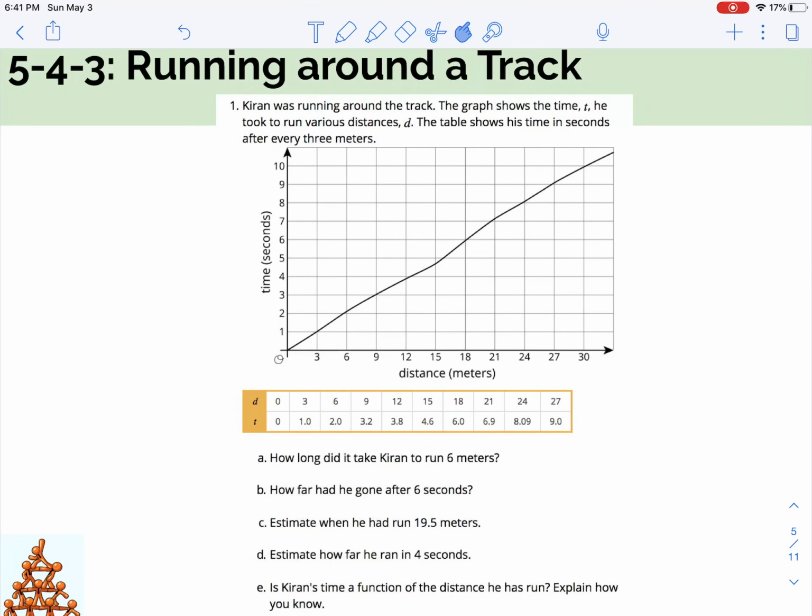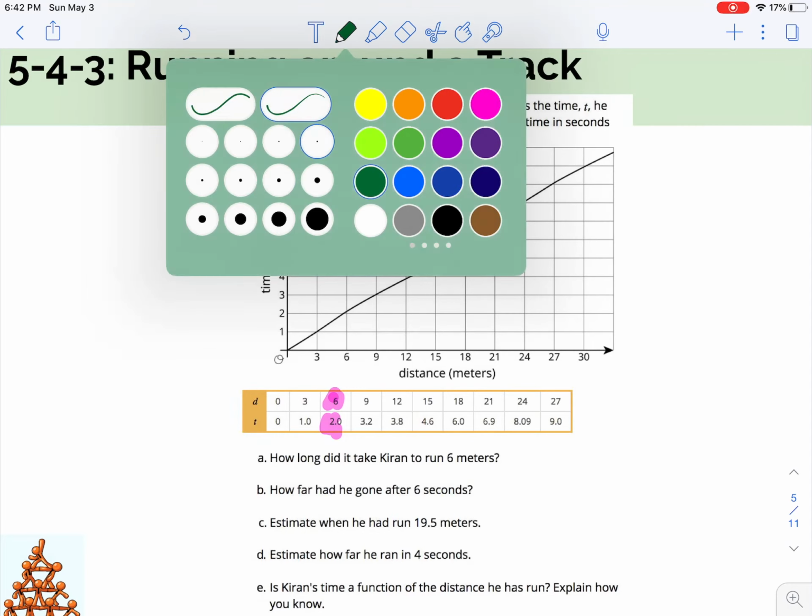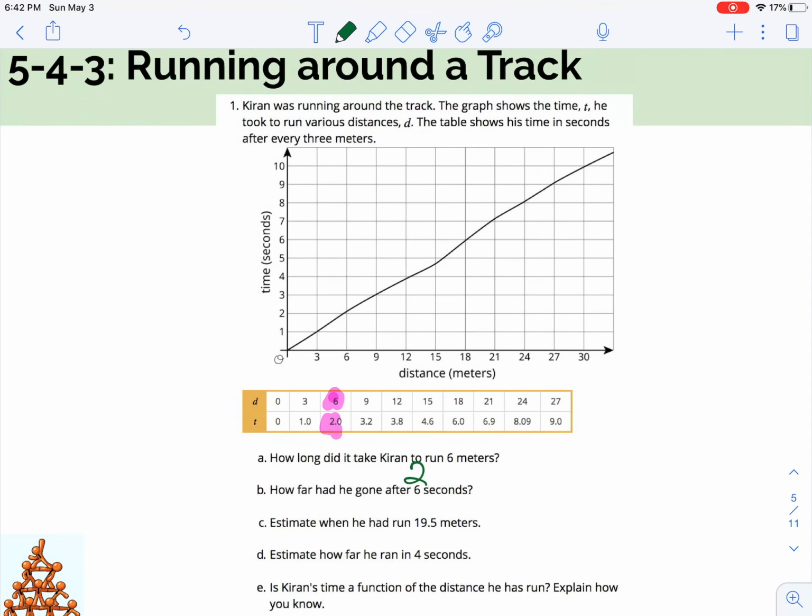Okay, running around a track. We're on activity 3. So Kieran was running around this track. The graph shows the time he took to run various distances. The table shows his time in seconds after every 3 meters. Okay, so how long did it take Kieran to run 6 meters? So if I look at my graph, I go to 6 meters here. It looks like it took him 2 seconds to do that. Does that make sense? I'm just reading the table. So you could say it took him 2 seconds.